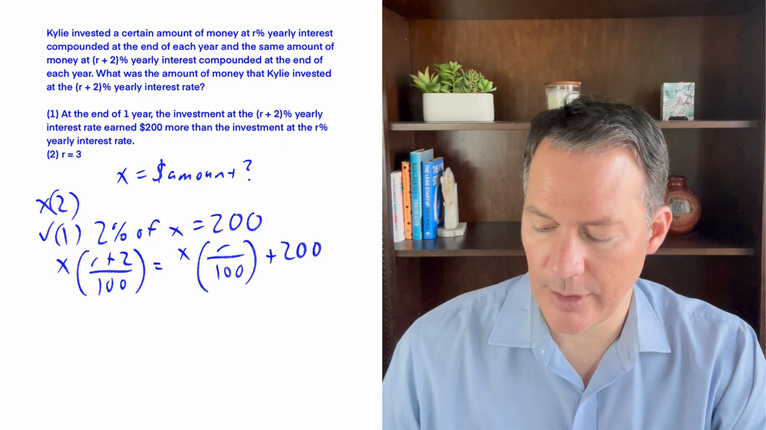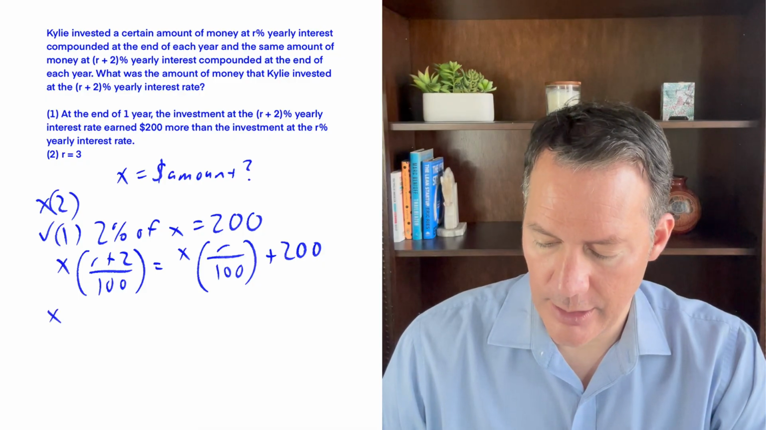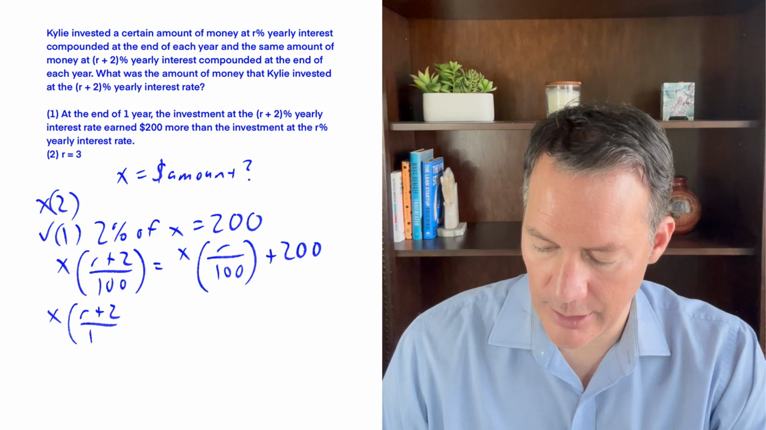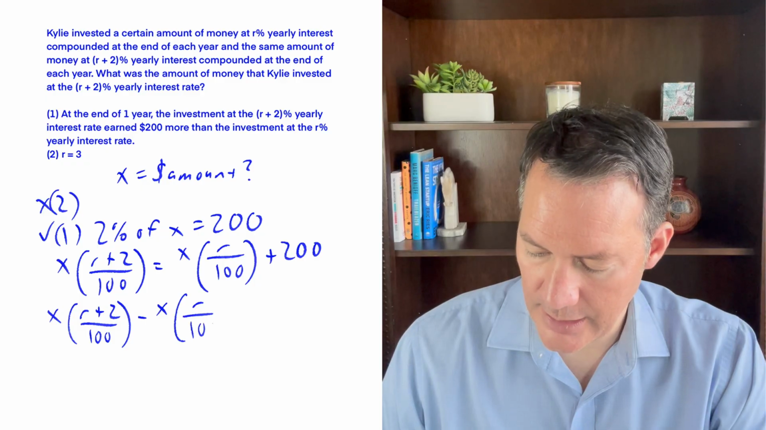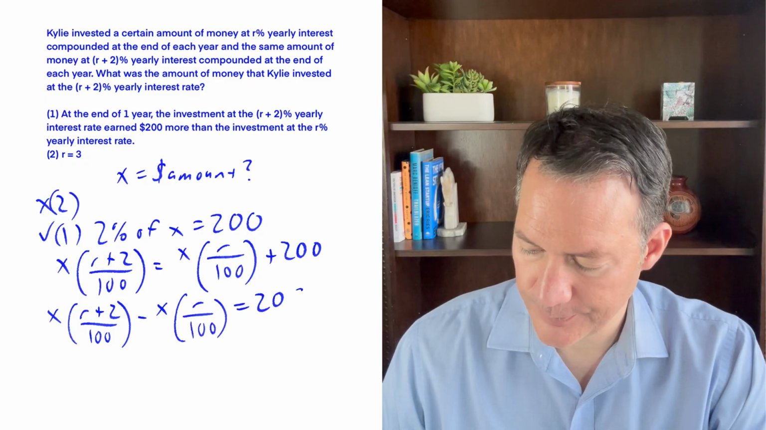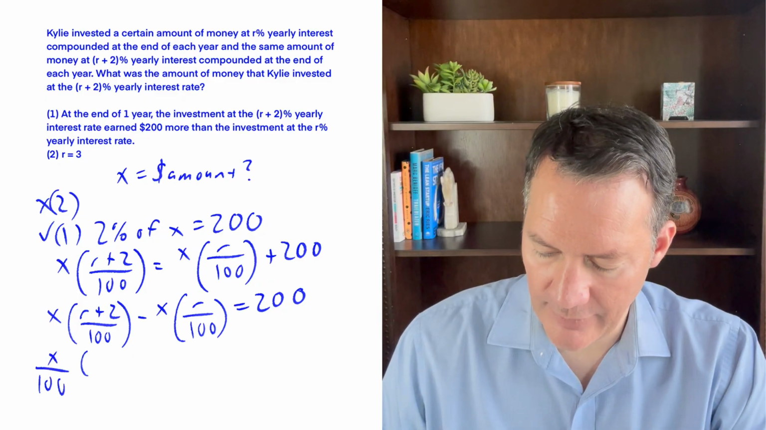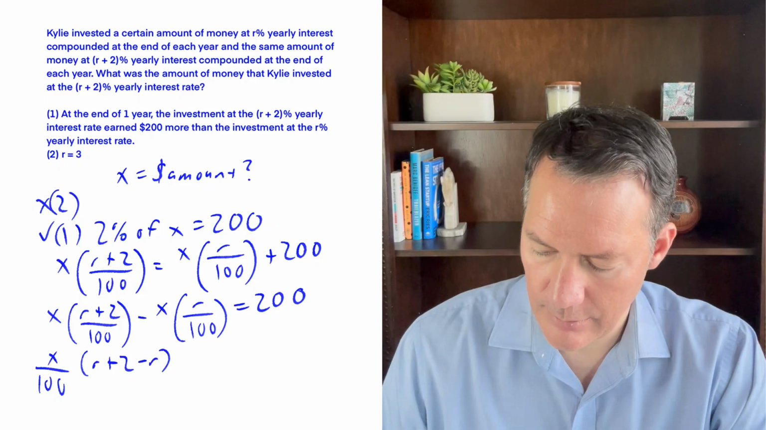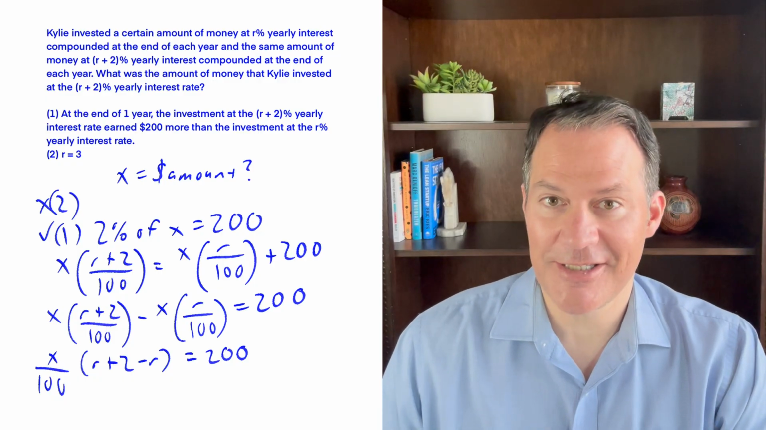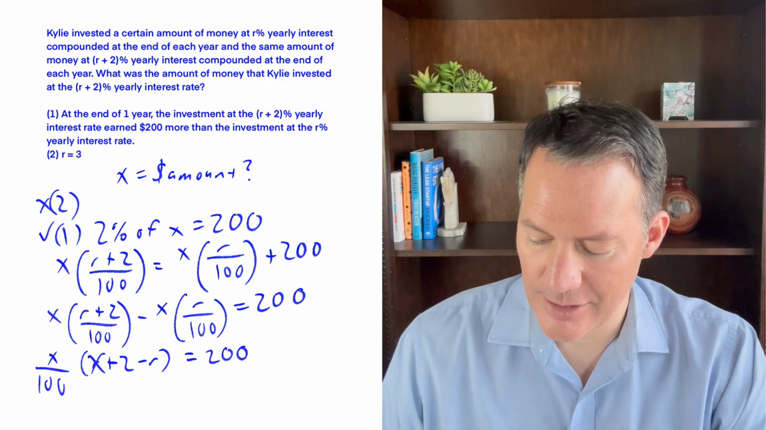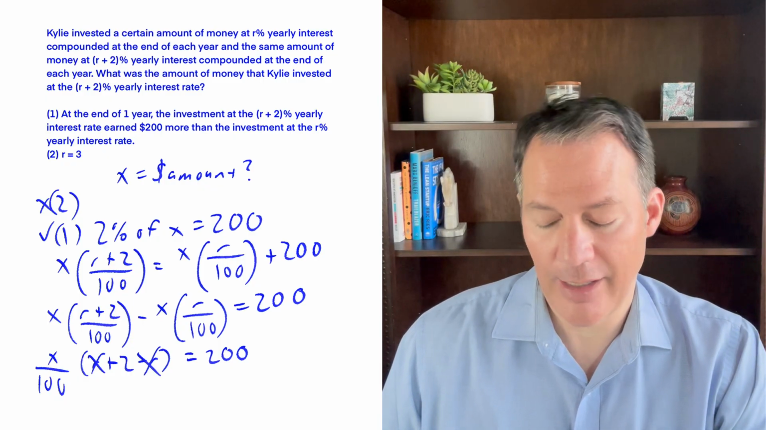So what we want to do is get the variables together so we can work with them. So let's go ahead and do that. So we have X times R plus 2 over 100. And let's subtract the other term. So minus X times R over 100. And that equals 200. And then we can go ahead and factor out X over 100 here. And we're left with R plus 2 minus R, and that equals 200. And you can see here, right, that if we go ahead and just cancel the R's, we're left with only one variable, X. So we will be able to solve here, and it is sufficient.